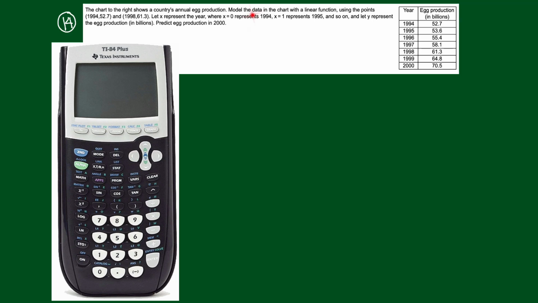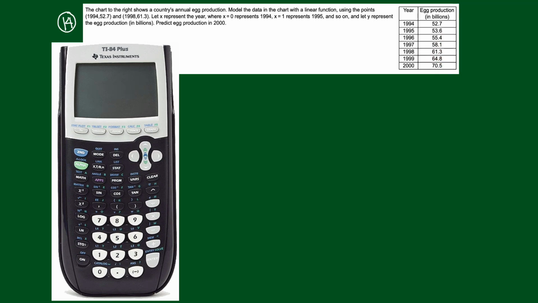Model the data in the chart with a linear function using the points. Here's a point, and here's a point. Let x represent the year, where x equals 0 is back in 94, and x equals 1 represents 1995, and so on. And let y represent the egg production. So x is the year: here's x equals 0, 1, 2, 3, 4, 5, 6, and then y is the egg production in billions.